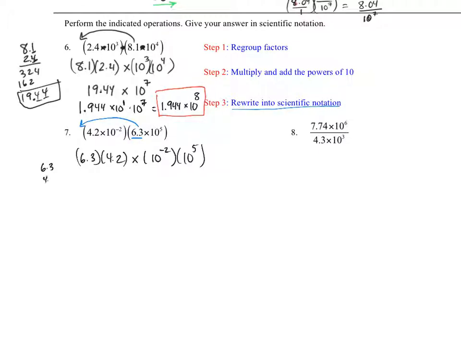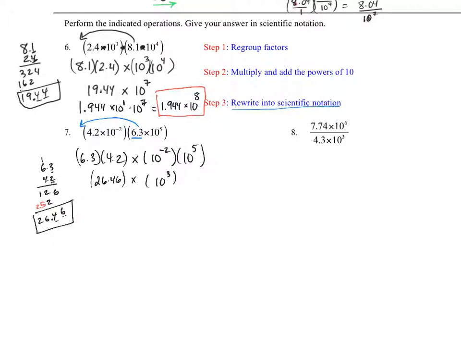6.3 times 4.2. So I've got 6 and then 12, got another 12, 24, 25. Adding those up. I've got 2 numbers behind decimals, so I need 2 numbers behind decimals in that final answer as well. Okay, so that's 26.46. And that's being multiplied times 10. We just add exponents, so negative 2 plus 5 is 3.